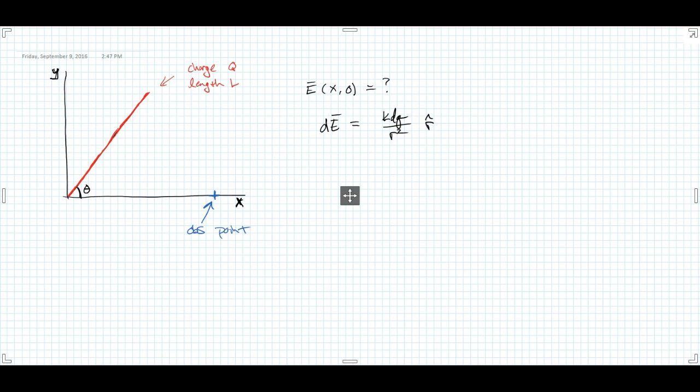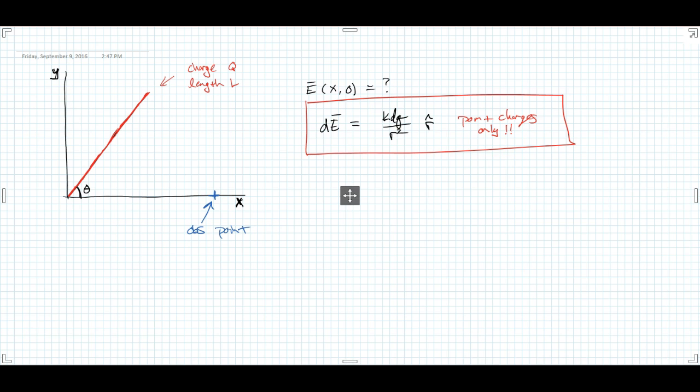This is for point charges only. So we use calculus to use that electric field equation, what the field is due to a point charge, to determine what the field is for a non-point charge.